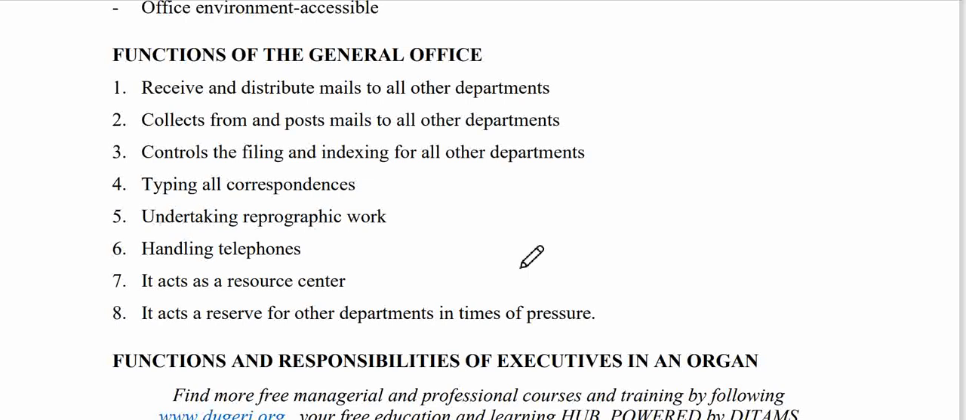So the functions of the general office. Okay, the functions of the general office. This is the office that does everything, literally everything that could be done in an organization. So, receiving and distributing mails to other departments, collecting forms and post office mails, and also being able to post them to other departments, controlling the filing and indexing for all other departments, typing all correspondence.